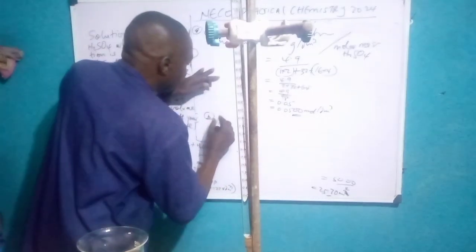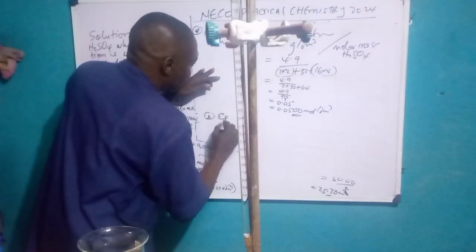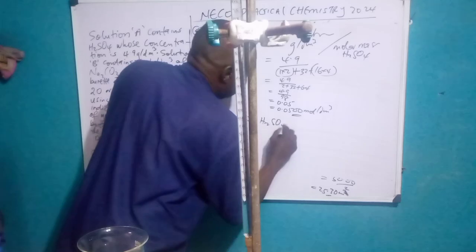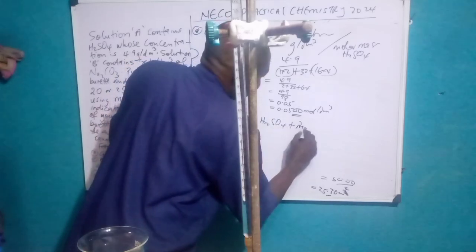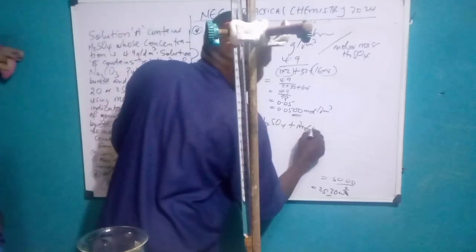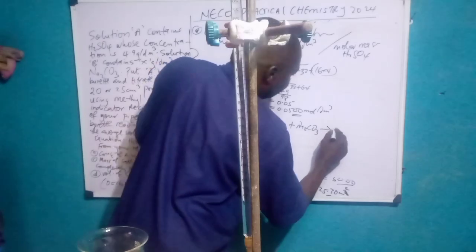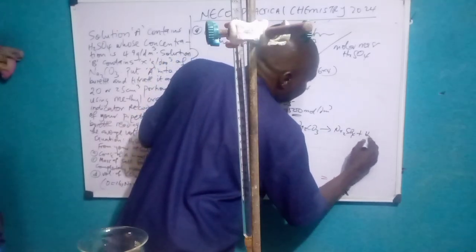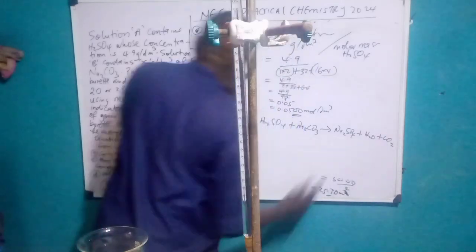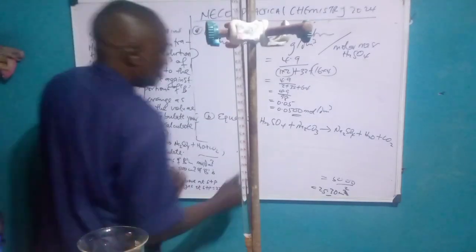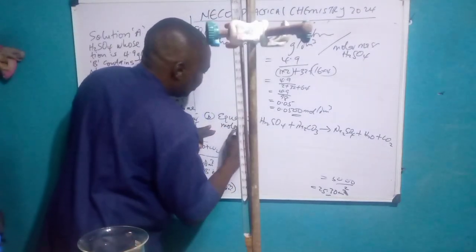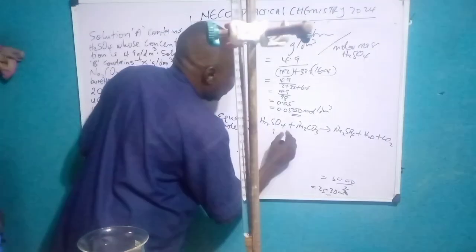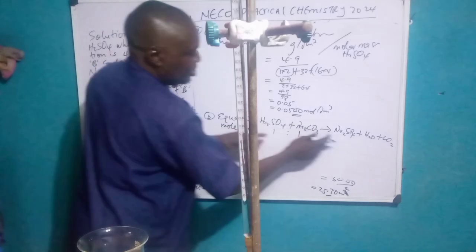So first of all, write the equation. You say equation: H2SO4 plus Na2CO3 gives Na2SO4 plus H2O plus CO2. I think that's what they have. Yes, that's what they have. We now say mole ratio. You see, let your work be orderly. 1:1. You see it? Acid and base don't have business with this.